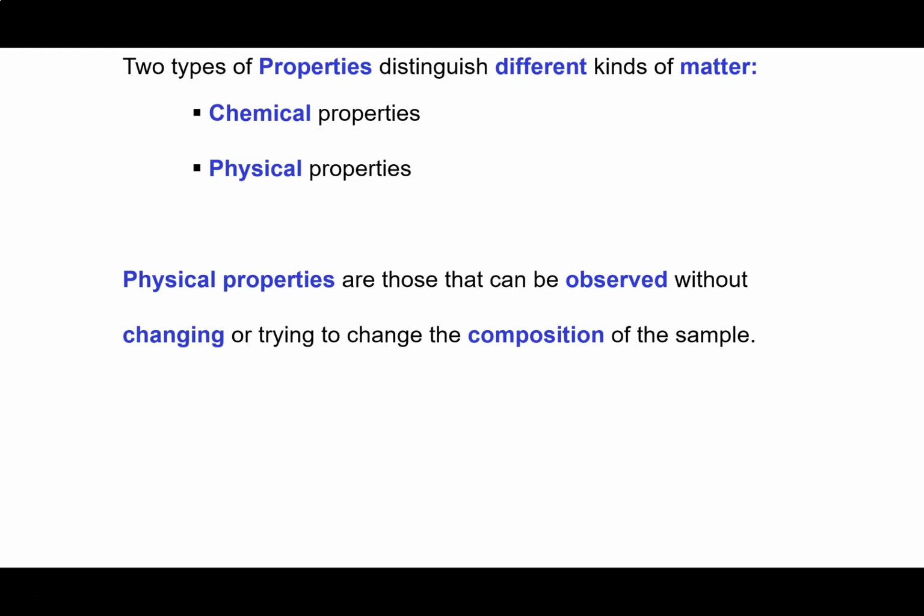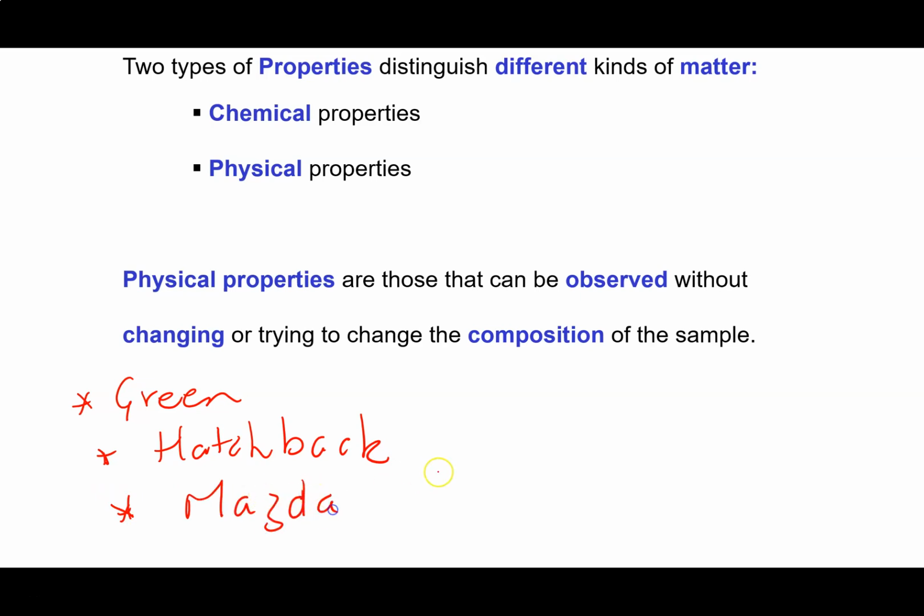So for example, when I go out to the parking lot and I'm trying to find my car, I know that my car is green. It's a hatchback. It's a Mazda. And that would allow me to distinguish my car from every other car in the parking lot, right? So if I forgot where I parked it, I would be able to find my car on the basis of its properties. So often we'll define properties of matter as being of two types, either chemical properties or physical properties.